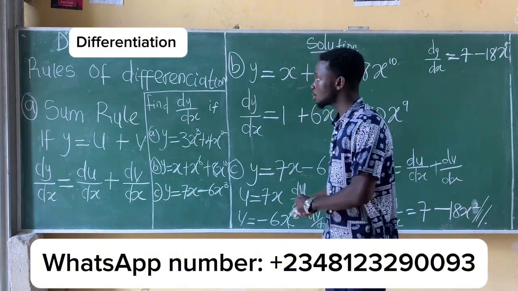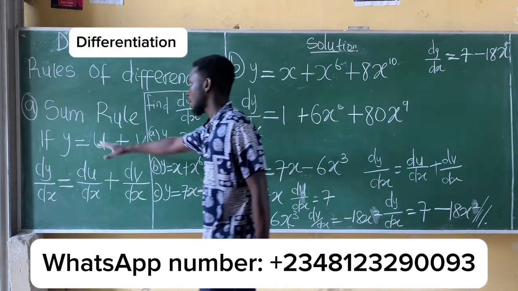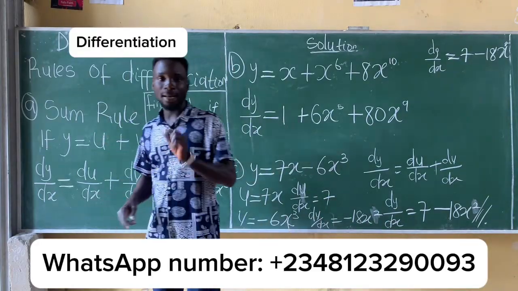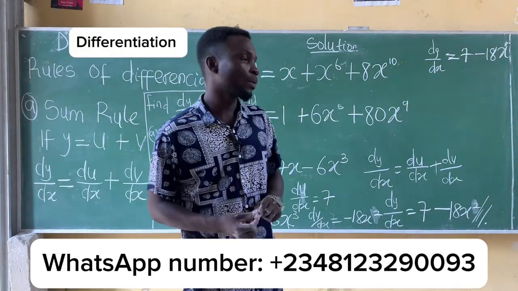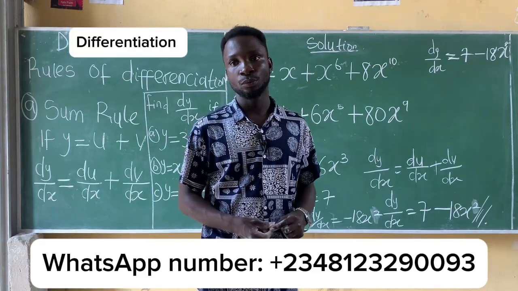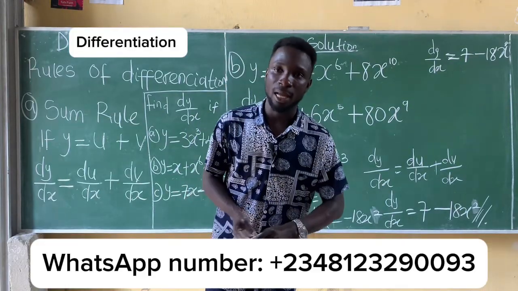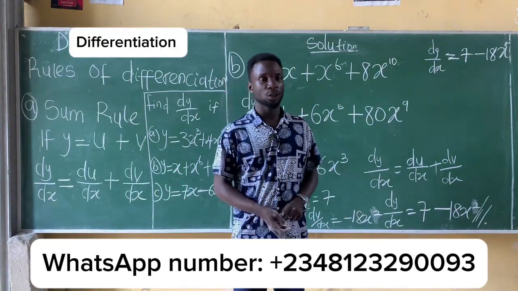So, this will be the end of our class for the sum rule. Our next class now will be on product rule. After product, we'll be looking at chain rule and quotient rule.